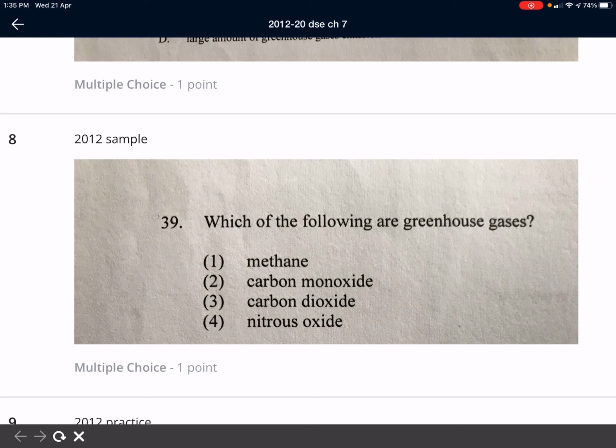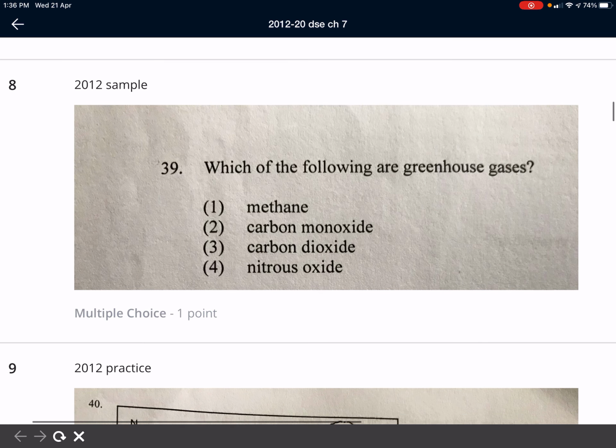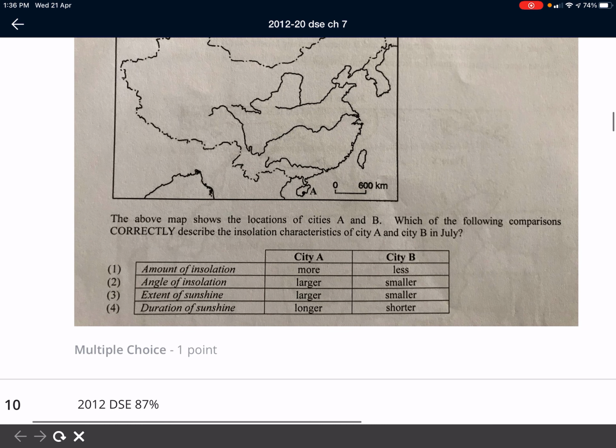Methane, true. Carbon monoxide, is it? How about carbon dioxide? Carbon monoxide, bear in mind, is actually not a greenhouse gas. Carbon dioxide is heavier than carbon monoxide in terms of atomic structure. So number 2 or number 3, either one should be the wrong answer. But we should know that carbon dioxide is the right answer, so number 2 is the wrong answer. So the answer should be 1, 3, and 4. Nitrous oxide is also a greenhouse gas, no problem at all.